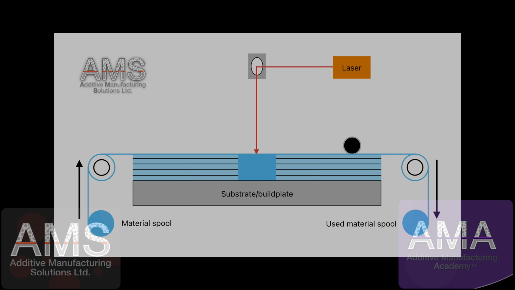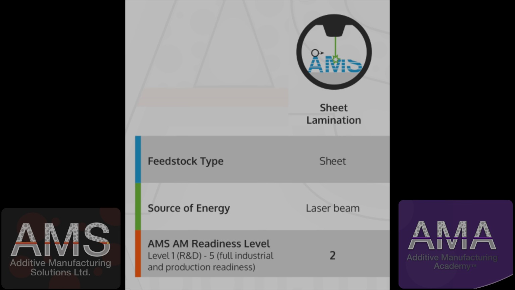This lamination technology has been used in other forms in not quite an additive sense before, so therefore the adoption of an additive manufacturing variant seemed logical. Due to the lack of current use of sheet lamination, we have given an AMS AM readiness level of just 2. There doesn't seem to be any current developments in sheet lamination to our understanding.